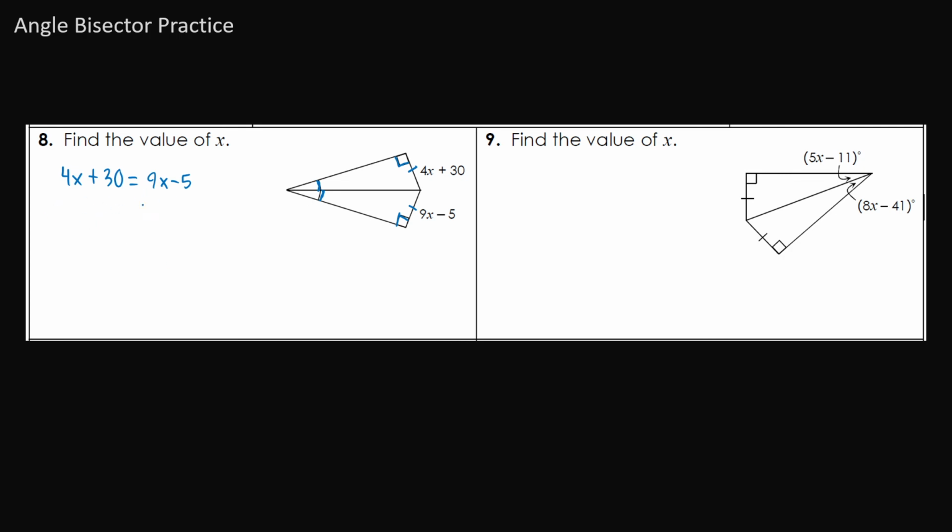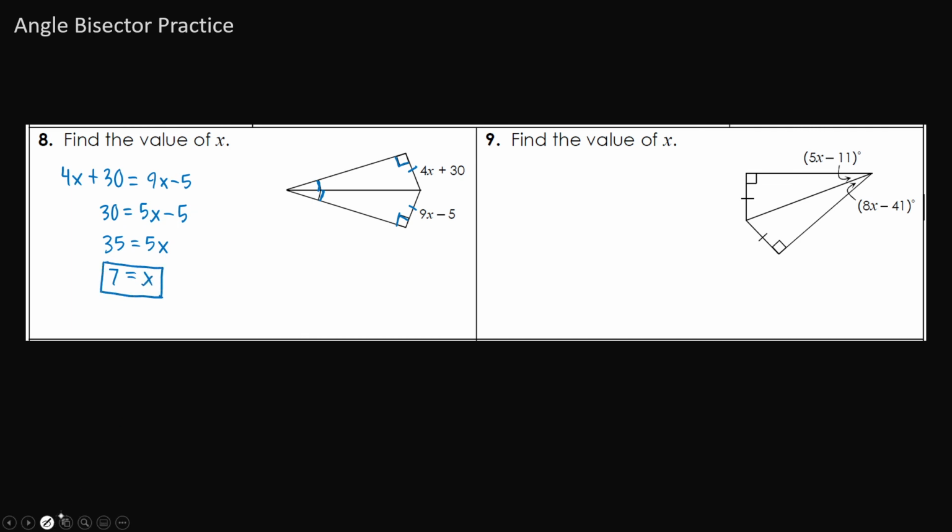Let's subtract 4x from both sides. We get 30 equals 5x minus 5. Let's add 5 to both sides. We get 35 is equal to 5x. And divide both sides by 5, we get x equals 7.